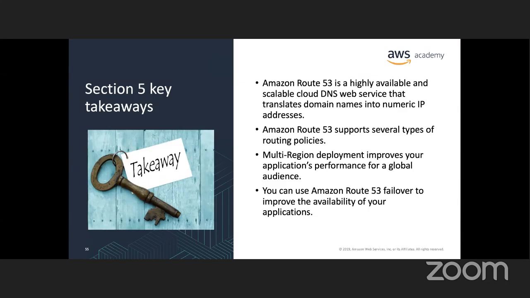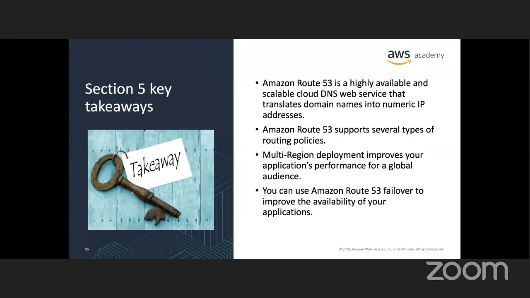How about simple routing? How about weighted routing? You know, round robin. Failover routing. How about latency? How about geolocation? How about multi-value? How about failover? Geo-proximity. Okay, guys, you have to remember that.